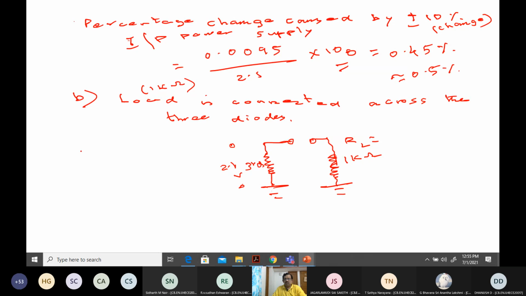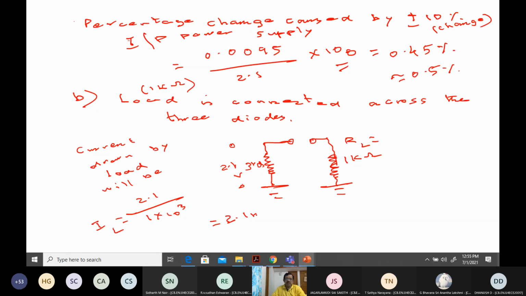Therefore, the current drawn by the load will be 2.1 divided by the 1 kilo ohm resistor, that is 1 into 10 power 3. That will be the current drawn by the load. How much of that? It will be 2.1 milliampere. 2.1 milliampere will be drawn.